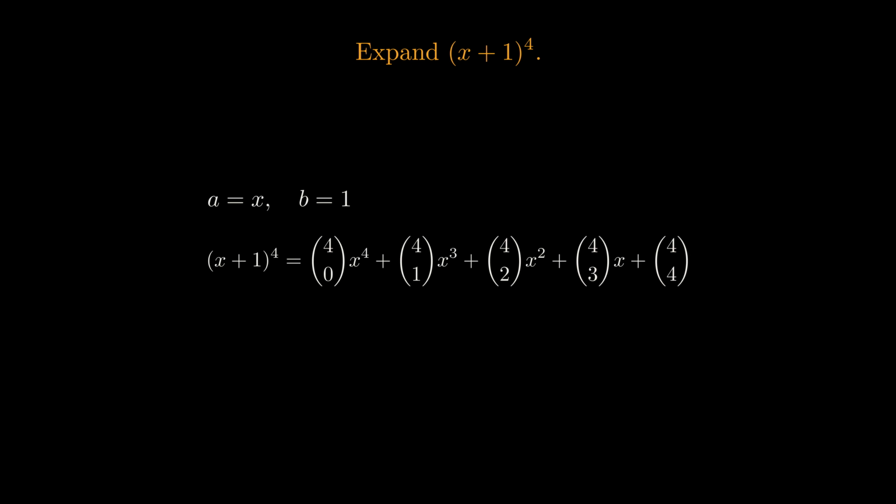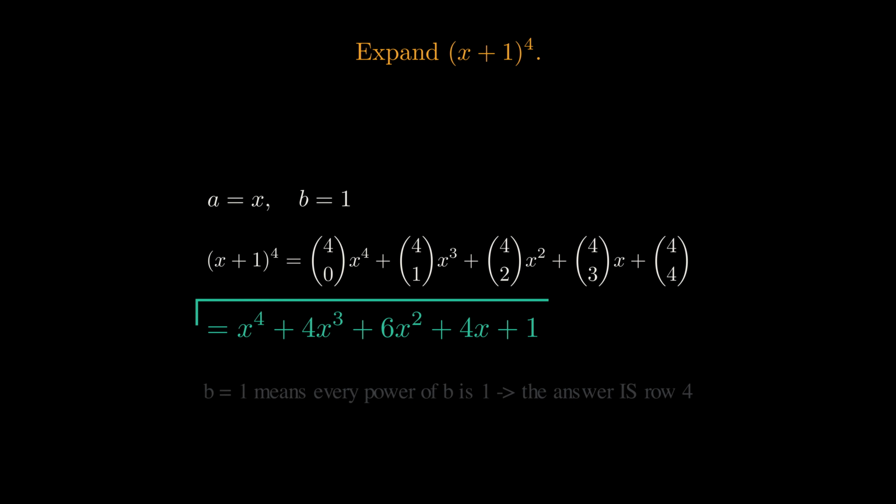So (x + 1) to the 4 is x to the 4 plus 4x cubed plus 6x squared plus 4x plus 1. The coefficients 1, 4, 6, 4, 1 are read straight off the triangle. Whenever the bracket is x plus 1, the row is the answer. A lovely sanity check to memorize.